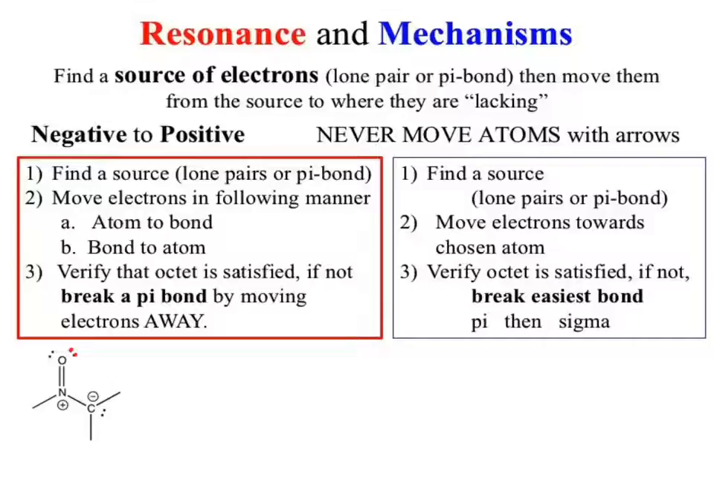Lone pair on the oxygens. Pi bond between the oxygen and the nitrogen. Lone pair on the carbon. There are 4 sources of electrons. Which electrons should you move to find your resonance? Every single one of them. And I can't stress that enough. It's what we talked about at the very beginning in Unit 1, that you have to test these. You have to be able to find them.